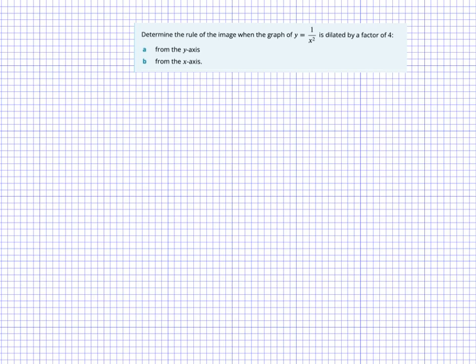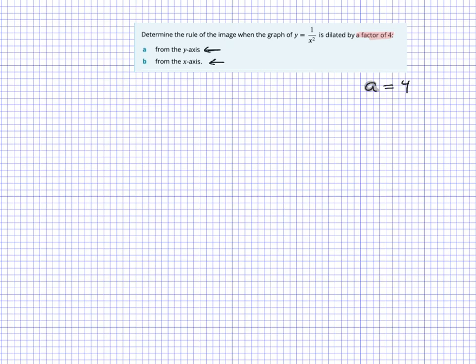All right, so we're going to have a look at an example now of this hyperbola, and it says it's being dilated by a factor of 4. So that's standard. So we know from that that, writing the rule, a equals 4. All right. So it then gives you two options or two criteria.